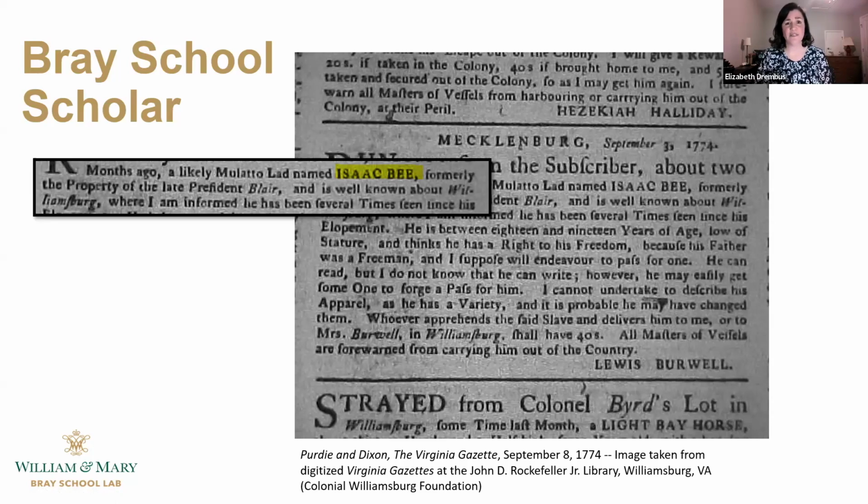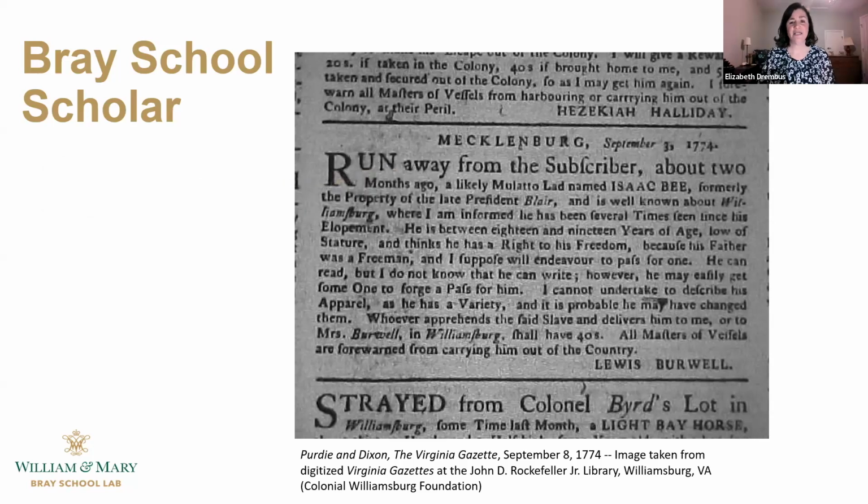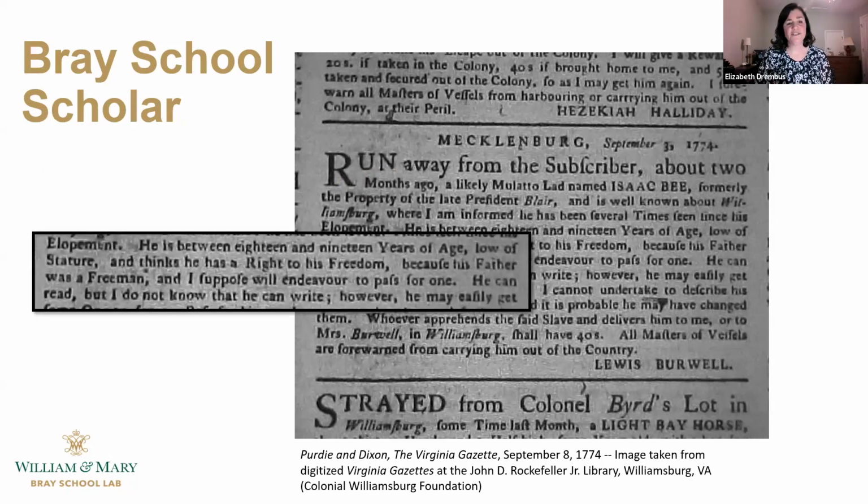Lewis Burwell takes over Stoneland Plantation in Mecklenburg County. The other thing that Lewis Burwell mentions about Isaac in this newspaper ad is his age, between 18 and 19 years of age. He thinks he has a right to his freedom because his father was a free man, and he supposes he'll endeavor to pass for one. And what we also get a little excited about is that he states that Isaac can read, and we know that reading was taught at the Williamsburg Bray School.